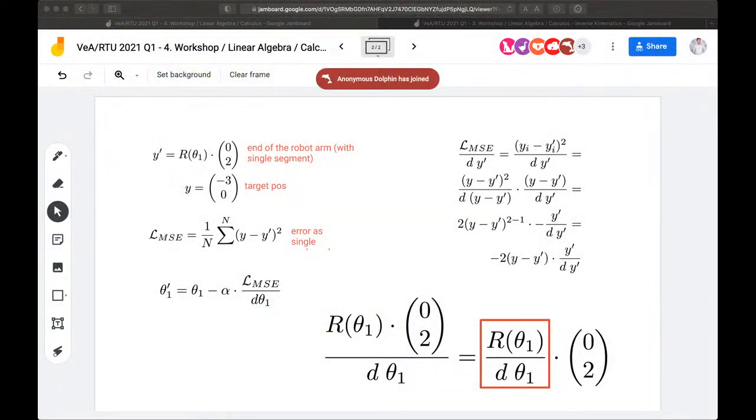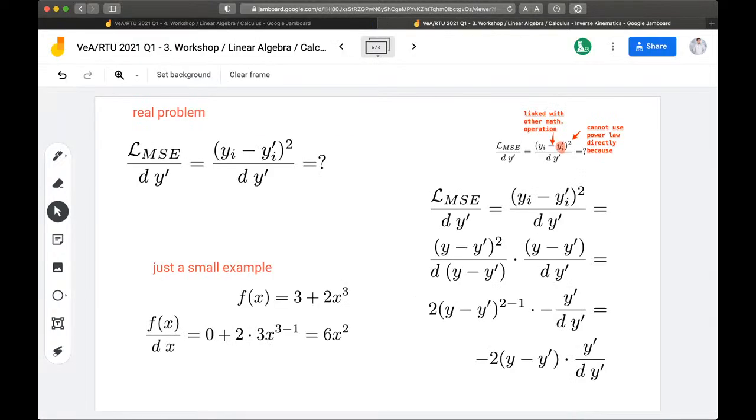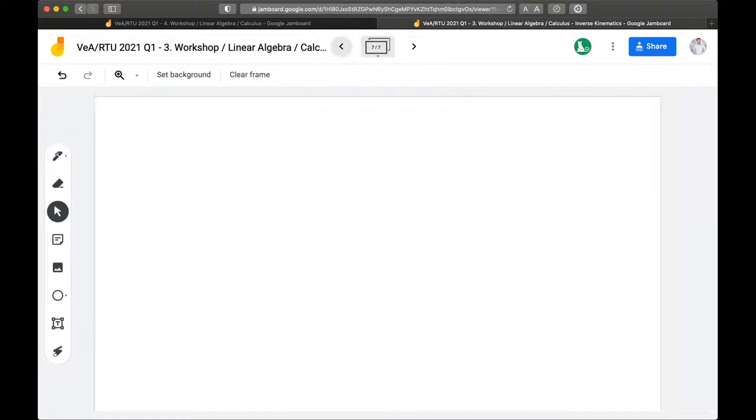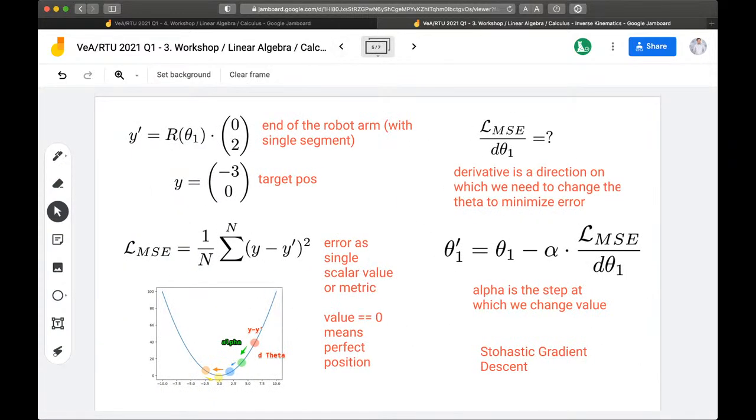So this is necessary because we want to do the thing that we started yesterday. We want our robot arm to reach the target point y, the y without prime, and to reach the target point we use stochastic gradient descent, using the derivative with regards to theta of the loss function, and then we move step by step closer to our target. And to have this whole derivative calculated, we need to calculate in parts.